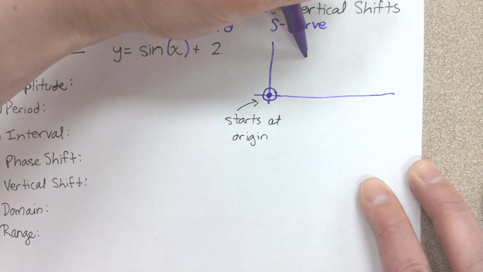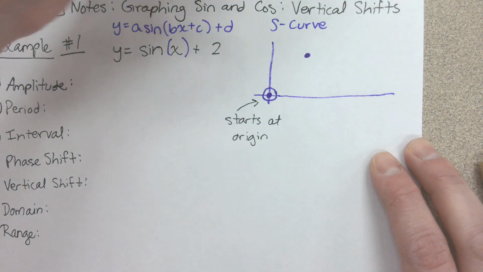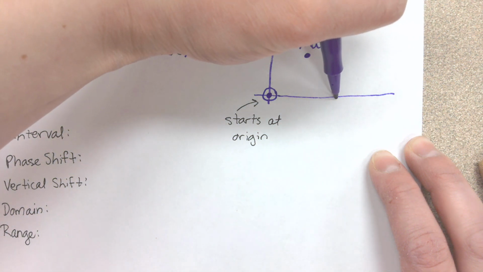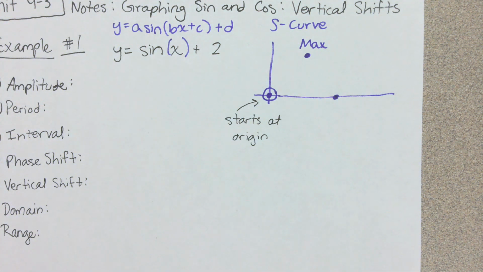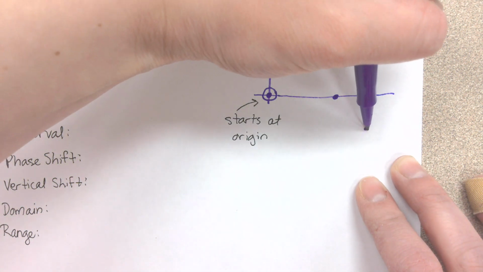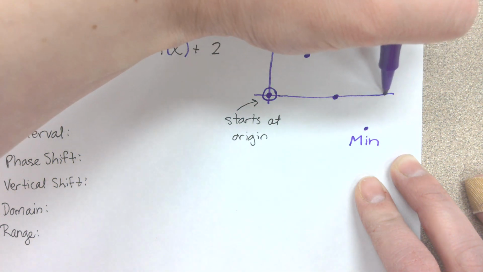It's going to go up to its maximum, whatever that happens to be. And then it'll go down to what we call the midline. In this case, it is the x-axis, but it's the line that cuts your graph in half, horizontally speaking. Then it goes down to its minimum, and then back up to the midline.